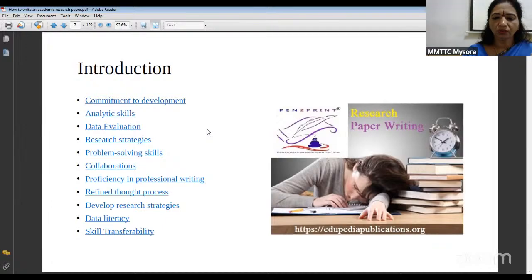When you go on publishing, you will become passionate about publications. Even when you go back home, you will feel, let me open my publication and see whether I can add anything else to it. And you will develop analytical skills, learn data evaluation, research strategies, problem solving skills, and mainly you are going to see collaboration.